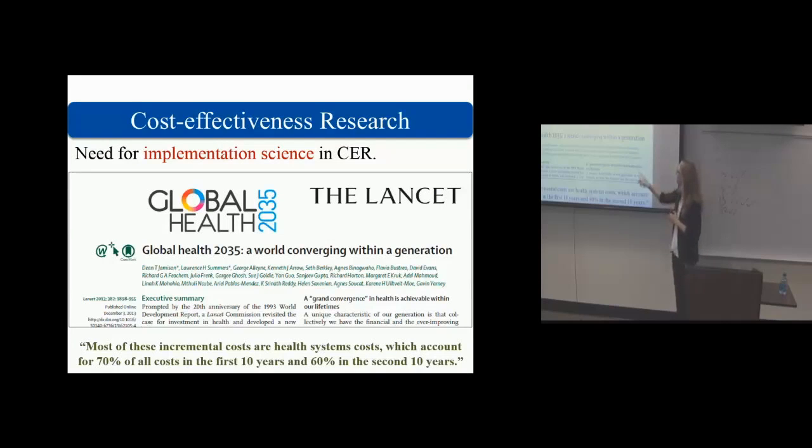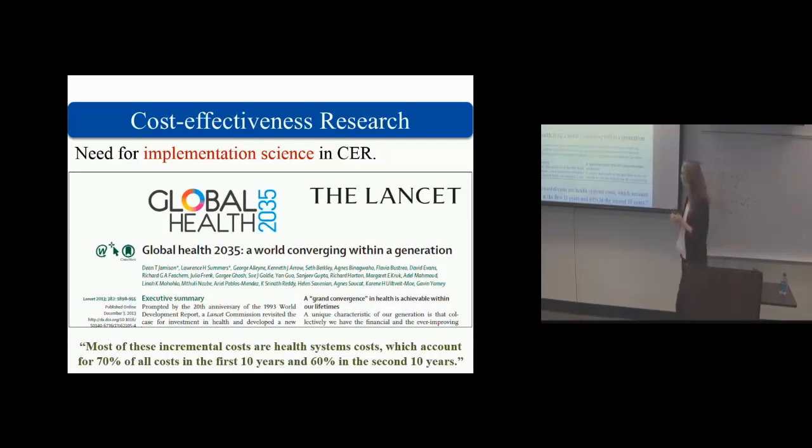Now, I'm sure you're all aware of this paper. It's the Global Health 2035 paper in The Lancet. And it dealt with this issue of convergence, saying that the health that we see in low and middle income countries can actually converge with high income countries.